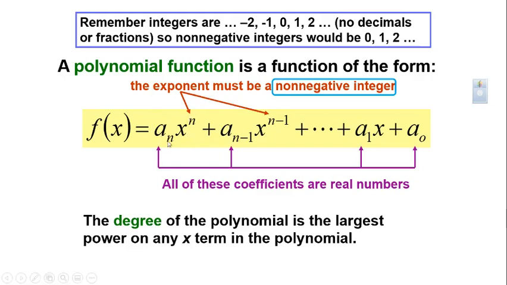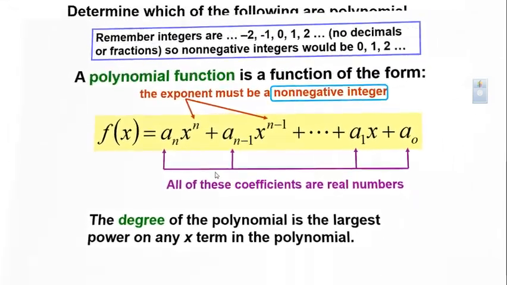So if you look at all the x terms and write them in standard form, the x with the highest power, that power is the degree, and that term is called the leading term, and the coefficient of that term is called the leading coefficient. So in this form, a subscript n is the leading coefficient, and this whole term a n x to the n is the leading term.